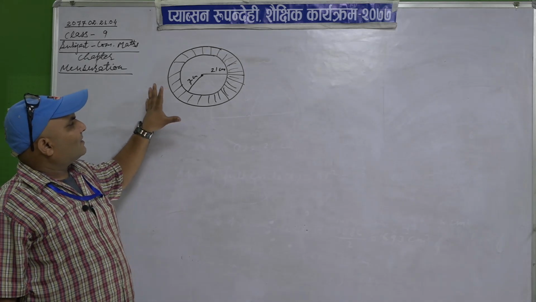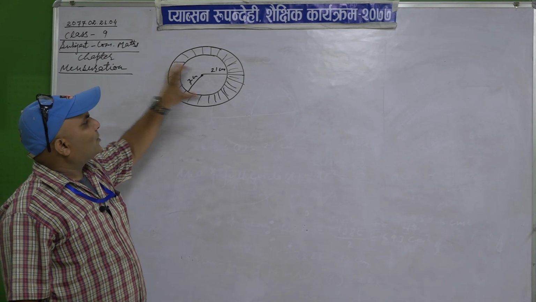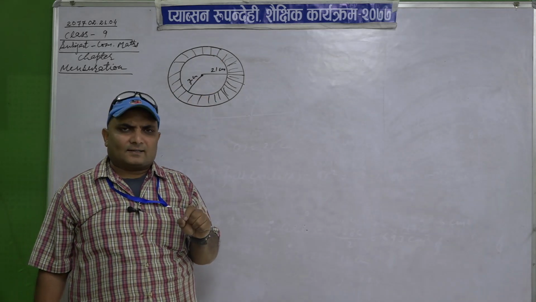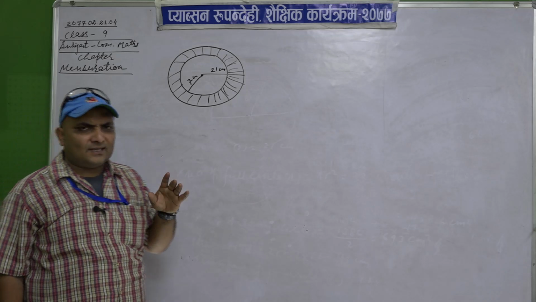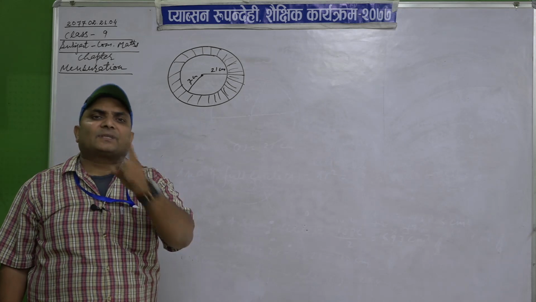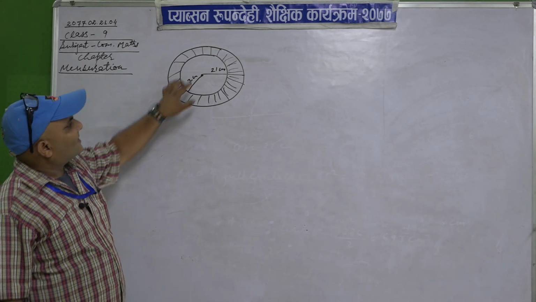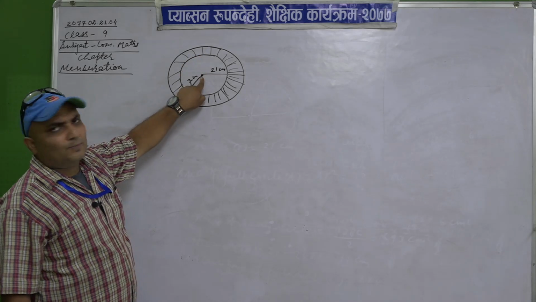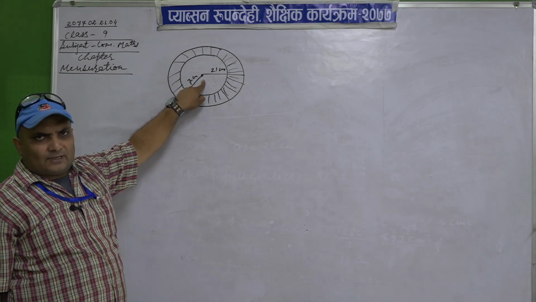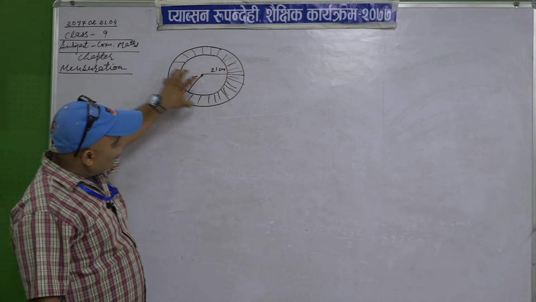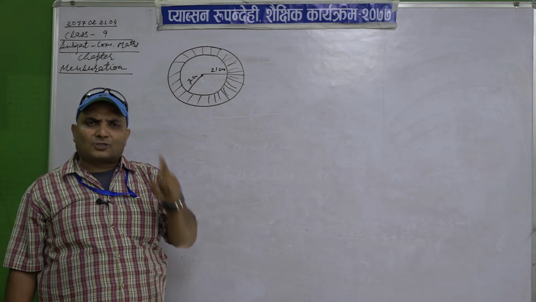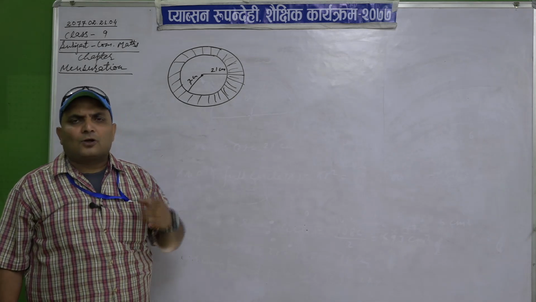First of all, I want to tell you that in geometry, this type of circle is called concentric circles. Concentric circles mean two or more circles are called concentric circles if they have the same center point. In this figure, this small circle and this big circle have the same center point. So, these two circles are called concentric circles.